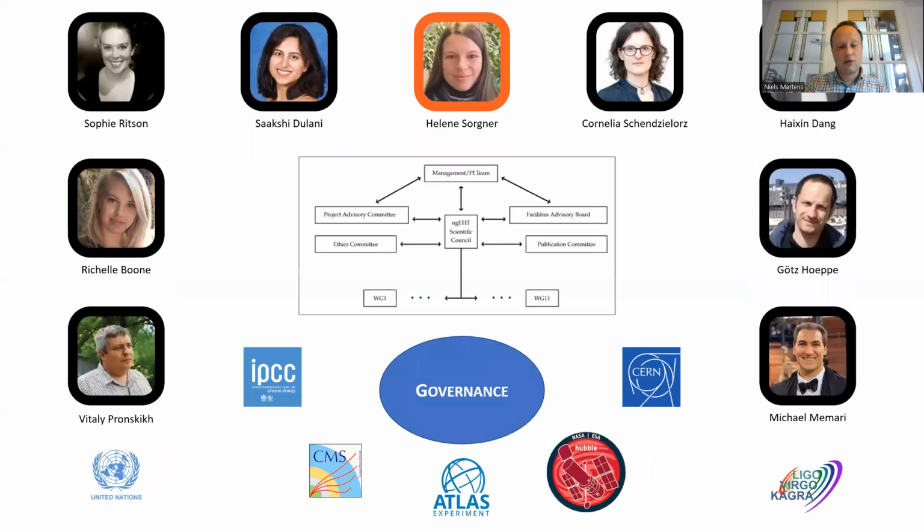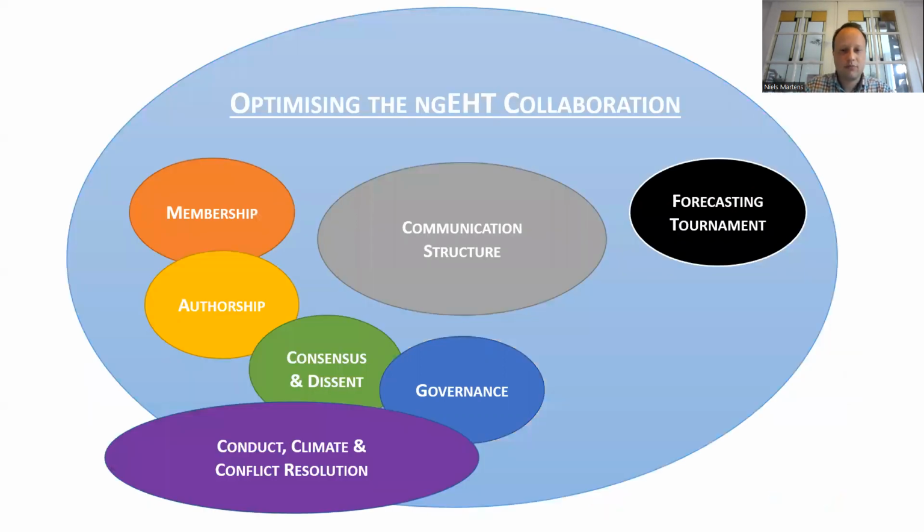This task force is systematically looking at related organizations, collaborations, entities, and looking at the lessons, best practices, things that can be learned in order to design a governance structure for the ngEHT. You can see a first draft in the middle. And one thing that we're trying to emphasize is that there should be a scientific council which is elected, and where everyone, junior members, etc., people from different geographic regions, are all represented and have a say.